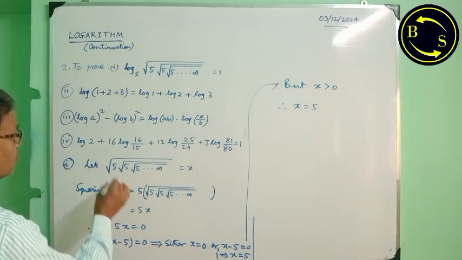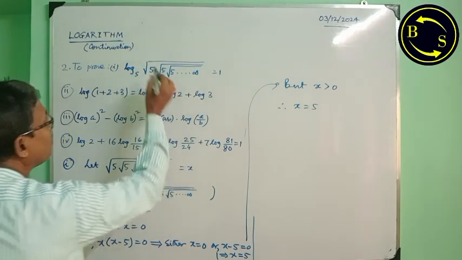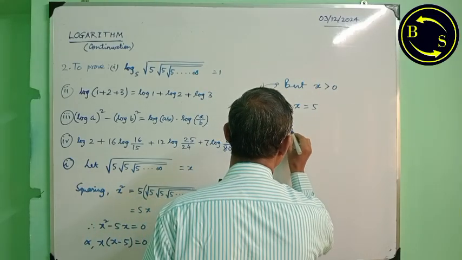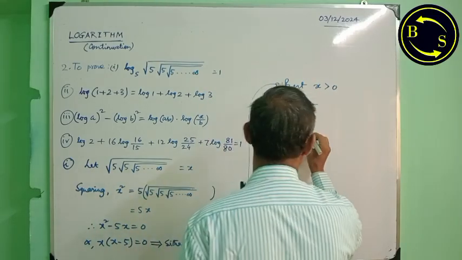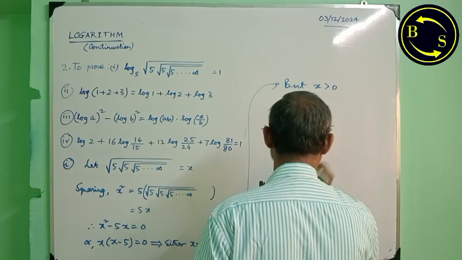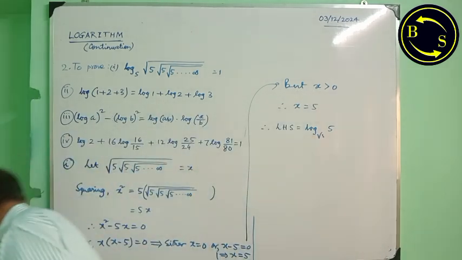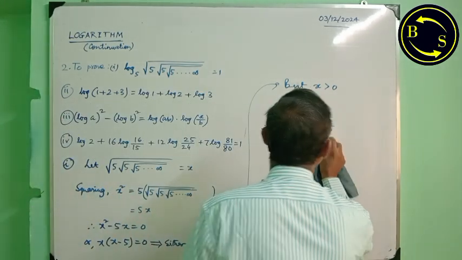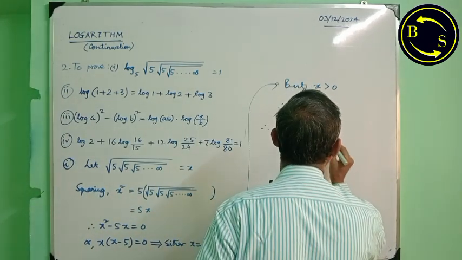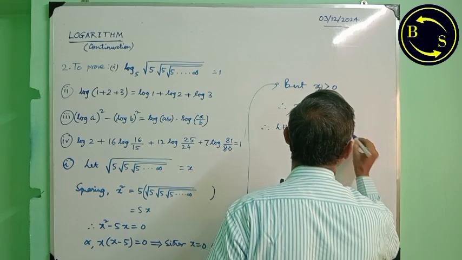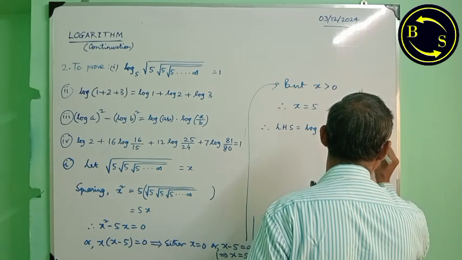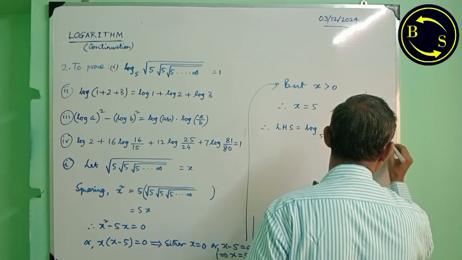We have got the value of this part. Therefore, the left hand side is equal to log of 5 to the base 5, that is equal to 1. RHS proved. Very interesting one.